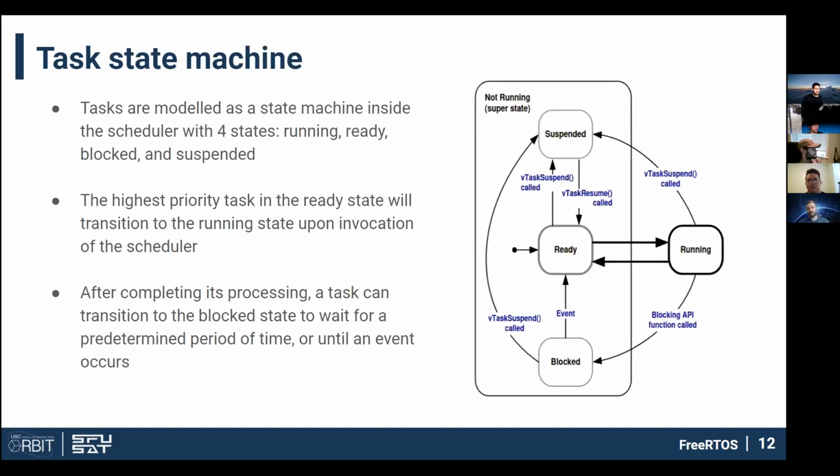Okay, so inside the scheduler, the tasks are modeled as a state machine with 4 states: running, ready, blocked, and suspended. So when your application starts, you create your tasks and then you start the scheduler. All of your tasks will by default be in the ready state. So the scheduler will look at the queue of the ready tasks and move the highest priority task into the running state. Once that task completes its processing, it will either block or suspend itself. And then the scheduler will go back, find the next highest priority task, and move that one to the running state.